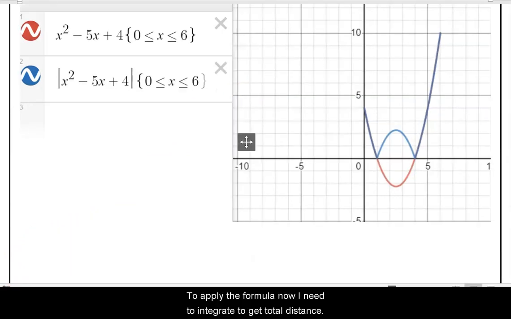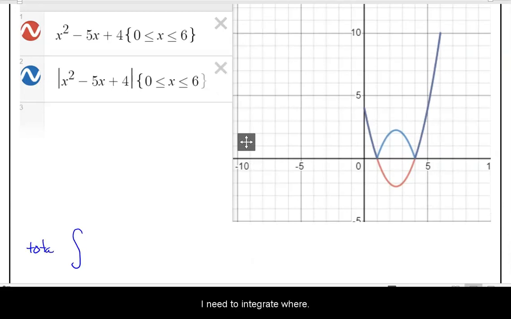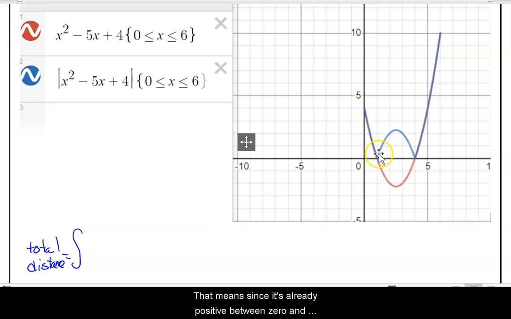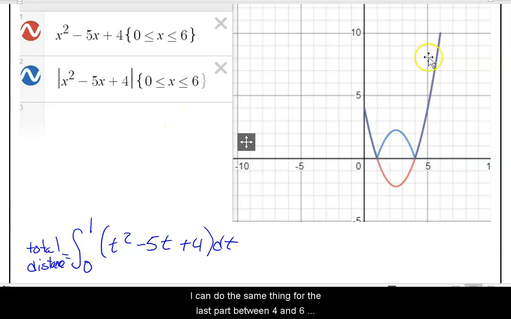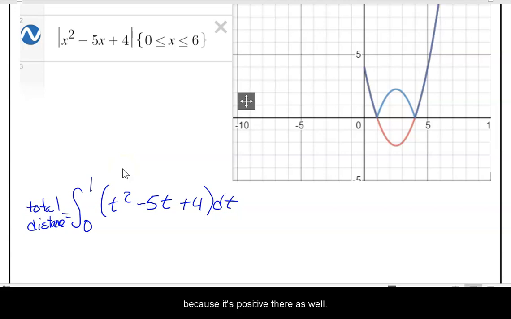To apply the formula now, I need to integrate to get total distance. I need to integrate where the function is all represented with positives. That means since it's already positive between 0 and 1, I can simply put in here the regular velocity function, which is t squared minus 5x, or t, whichever you prefer, if you want to use t instead, plus 4 with respect to time. I can do the same thing for the last part between 4 and 6 because it's positive there as well.